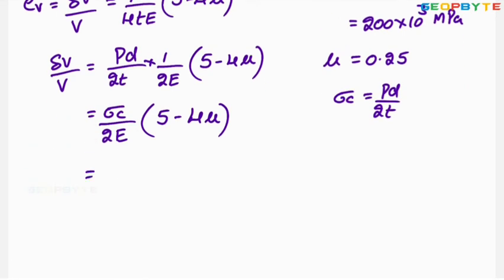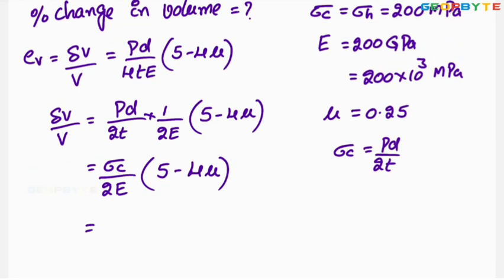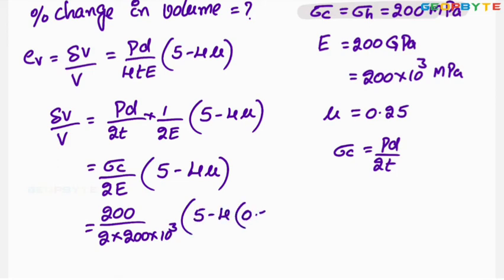Sigma C is given. What is the sigma C? Sigma C is 200 megapascal. 200 divided by 2 into 200 into 10 raised 3 into 5 minus 4 into mu 0.25. You simplify this value, and you get 0.8.